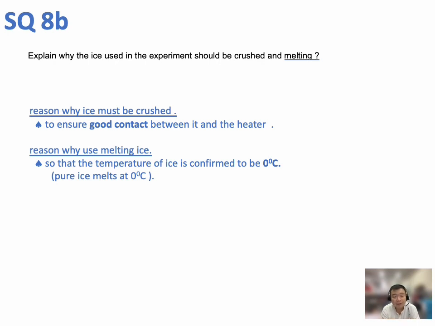Now, the reason why we use melting ice is because, as you know, when we see a mixture of solid ice and liquid water, we know for sure that the temperature will be kept constant at 0 degrees Celsius, as if the water is pure. So we want this to be the case. We want the starting temperature to be at 0 degrees Celsius.